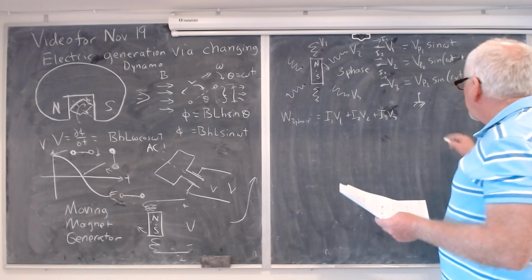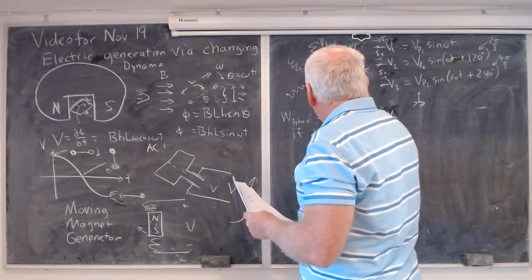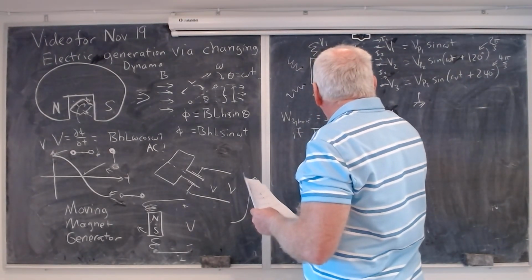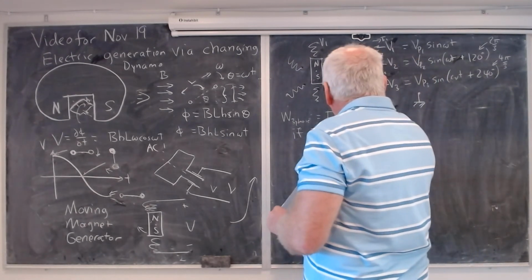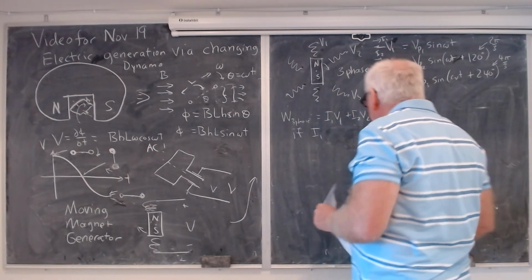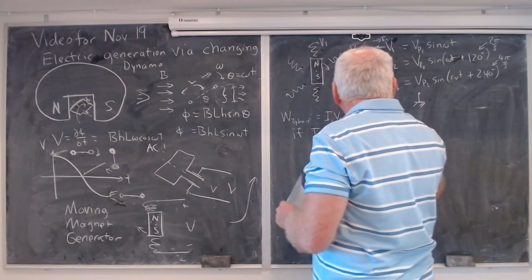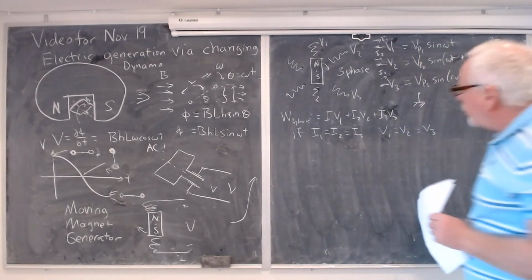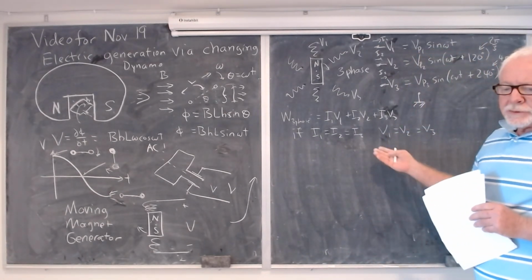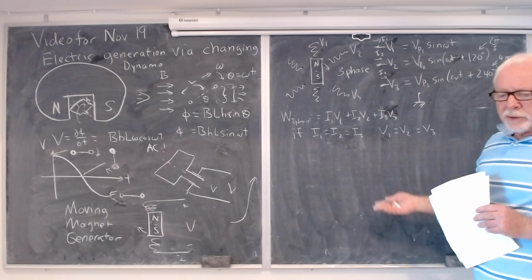And if I1 V1 is equal to, well, let me write it differently. If all the currents are the same, and V1 is equal to V2 is equal to V3. Many three-phase circuits are arranged this way. You have essentially a balanced load on the phases.